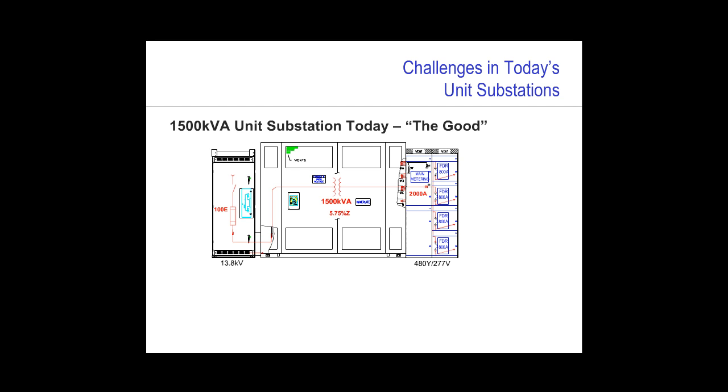And to the far right, we have a close-coupled piece of low-voltage metal enclosed switchgear. What I have shown here is switchgear utilizing low-voltage power circuit breakers that are typically in a draw-out configuration. This assembly is manufactured to UL 1558.